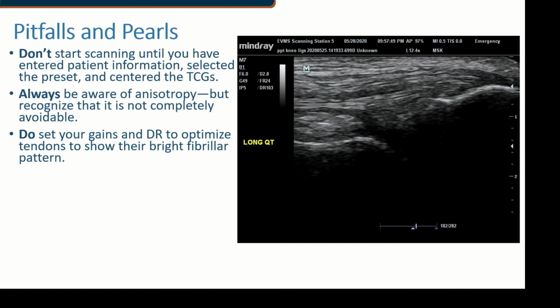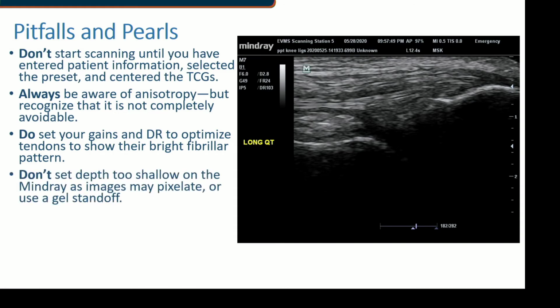And do set your gains, and if you want, you can even play around with your dynamic range a little bit to optimize those tendons to show their bright fibular pattern. Just be cautious not to go above the preset, because otherwise you get too many gray tones in there, and it just puts this fuzziness over all of the tendon, and you can't really see any sort of pathology you're looking for.